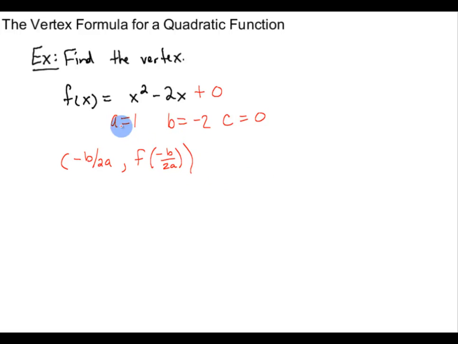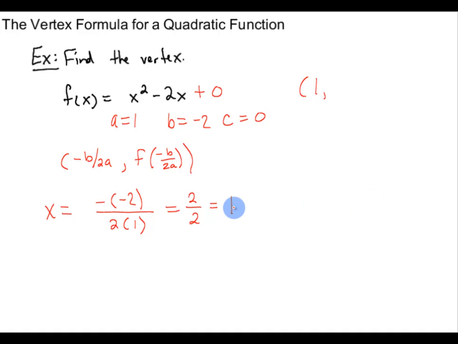Now I just do the same things as before. We take the opposite of b. The mistake that was made is that the opposite of negative 2 is positive 2, because you have a minus and then a negative 2. So the opposite of negative 2, over 2a, which is 2 times 1. This is the x value of the vertex. This becomes positive 2 over 2, which is 1. So my x value of the vertex is 1.